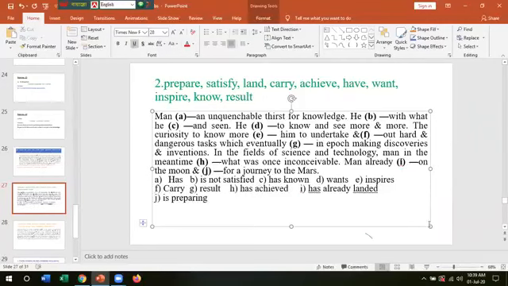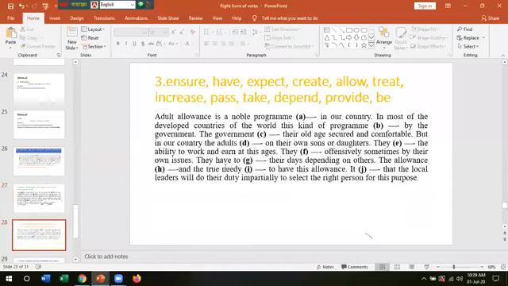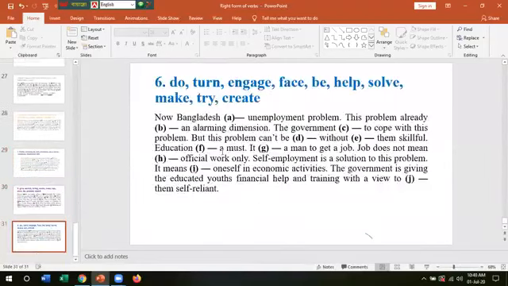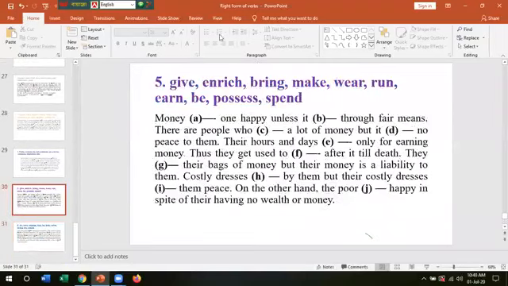So this is the answer of number 2. We don't have time, it's just the last minute, so it will be your homework: number 3, number 4, number 5, and number 6. These 4. I have given you the link. I'm giving it again.